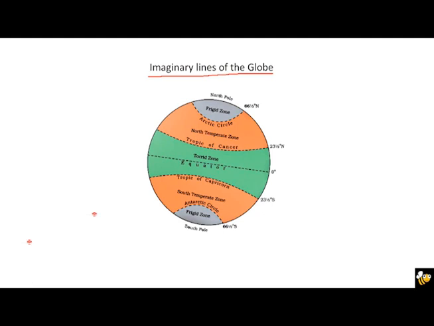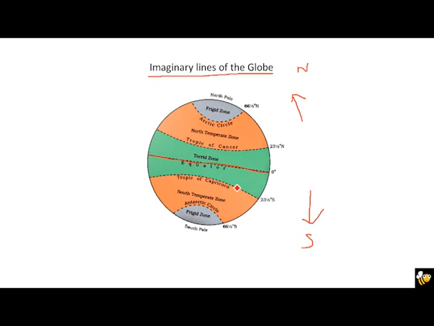Okay, let's start. Our earth is divided into two halves by which line? That is the equator, the imaginary line which divides the earth into two halves, north and south. In the north we have the northern hemisphere, and in the south we have the southern hemisphere.